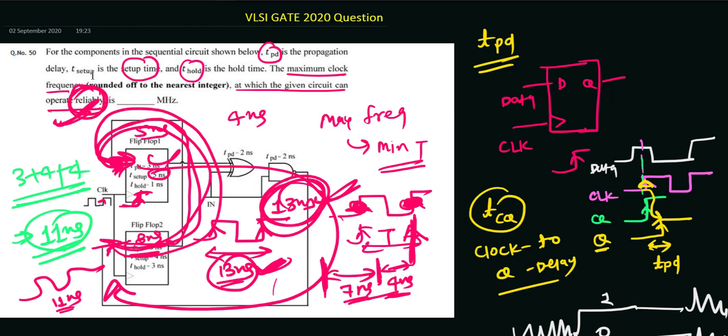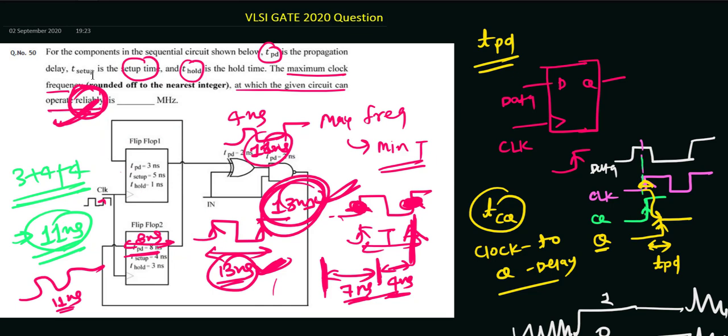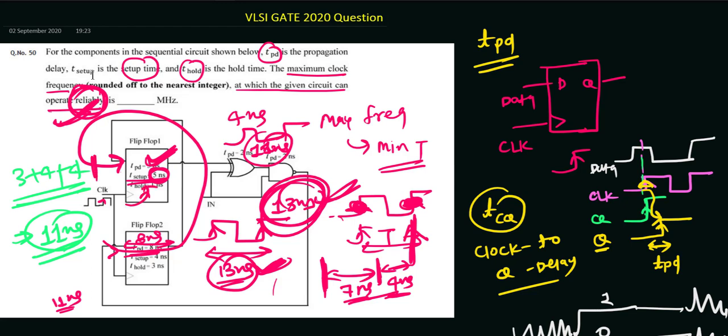Even if you apply an 11 nanosecond clock period, this circuit might work correctly in some cases, but not in others. Why? Because for this flip flop, with data coming from here to here, we are not following the setup time constraint of 5 nanosecond before the second clock edge. Only if you give a 13 nanosecond clock period will you follow the second constraint. So we found that the minimum time period is 13 nanosecond.